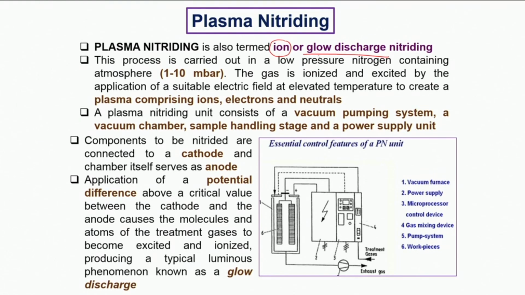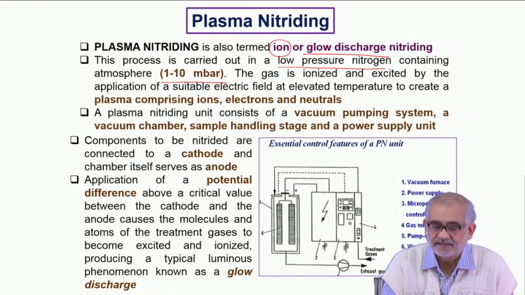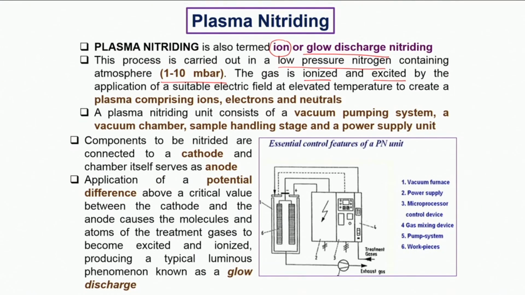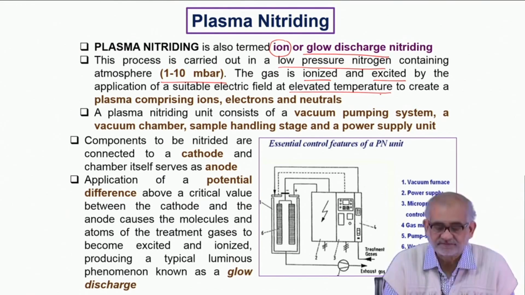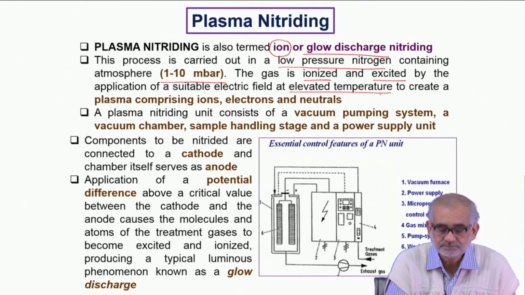In order to get the glow discharge, you require low pressure. We are talking about anything like a few millibars of pressure. So you evacuate and then backfill and then ionize. The gas is ionized and remains in the excited state, and the temperature would typically be in the range of 450 to 550. So we generate the plasma, which contains ions, electrons and neutrals.